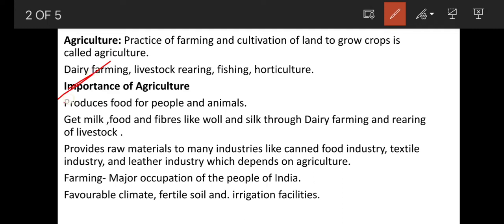Next, importance of agriculture. Why is agriculture important? Because through agriculture, we get food. So, agriculture produces food. For whom does agriculture produce food? From agriculture, people and animals get food. That is why agriculture is important.